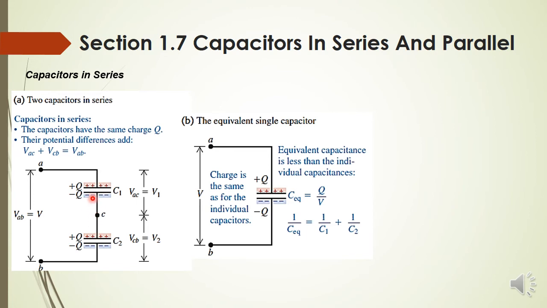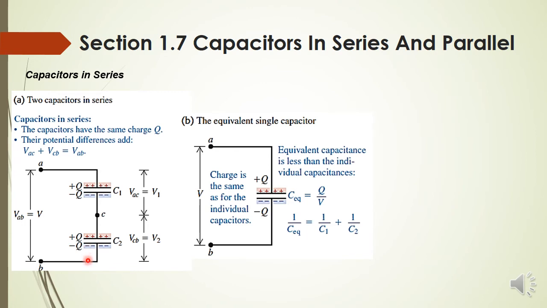Now we're moving downward to C2. The total charge on the lower plate of C1 and the upper plate of C2 together must be 0. So the total charge from the negative terminal of capacitor 1 to the positive terminal of capacitor 2 is 0. Thus, in a series connection, the magnitude of charge on all plates is the same.